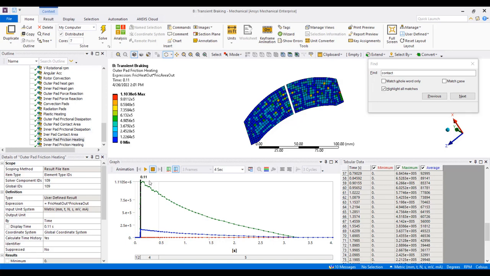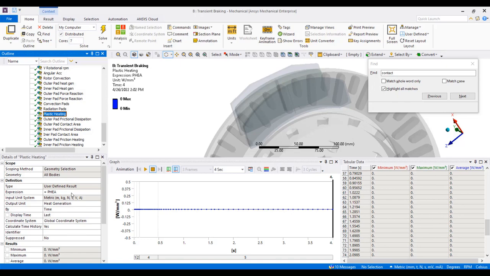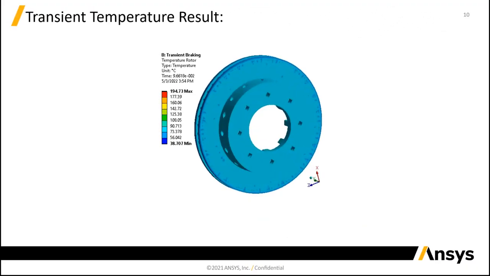We notice that our highest values are seen when we have the most rotation at the friction surface, and we slowly reduce down to a value of approximately zero as the rotation stops. An additional thing to note is that we've used a linear elastic material for all materials in this model. This means that our plastic heating, or PHEA output, is zero. With these tools, you'll be able to validate your analysis and produce temperature plots like this.